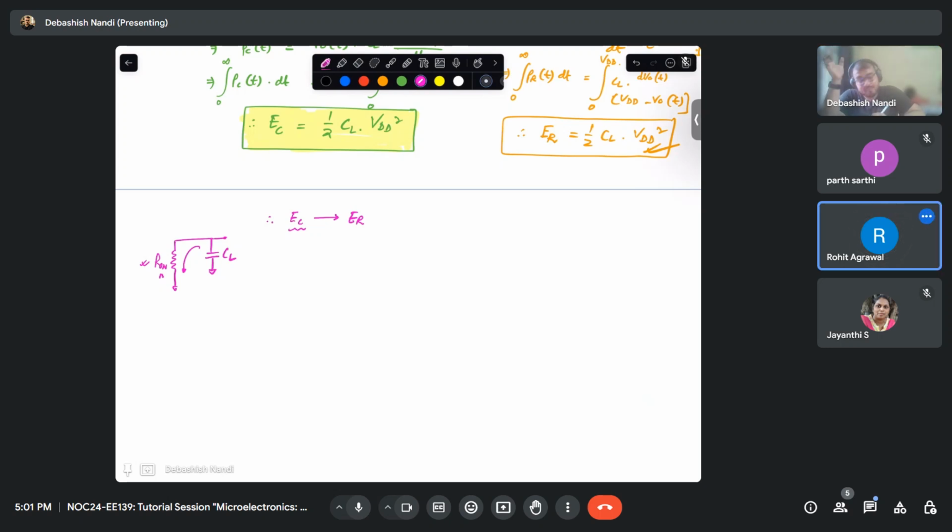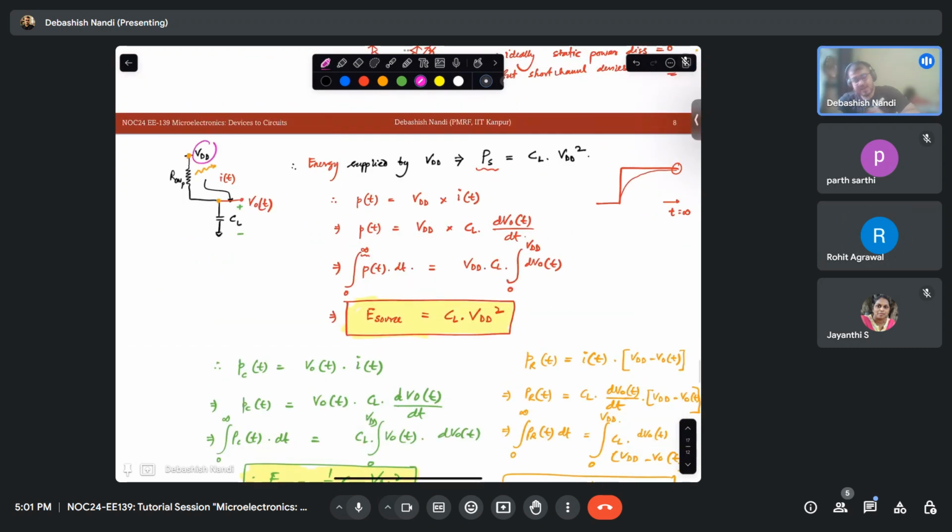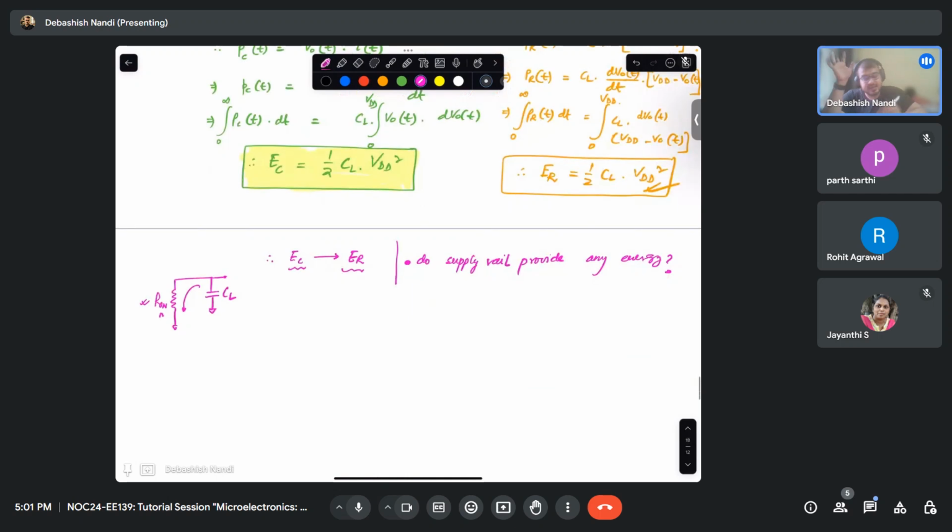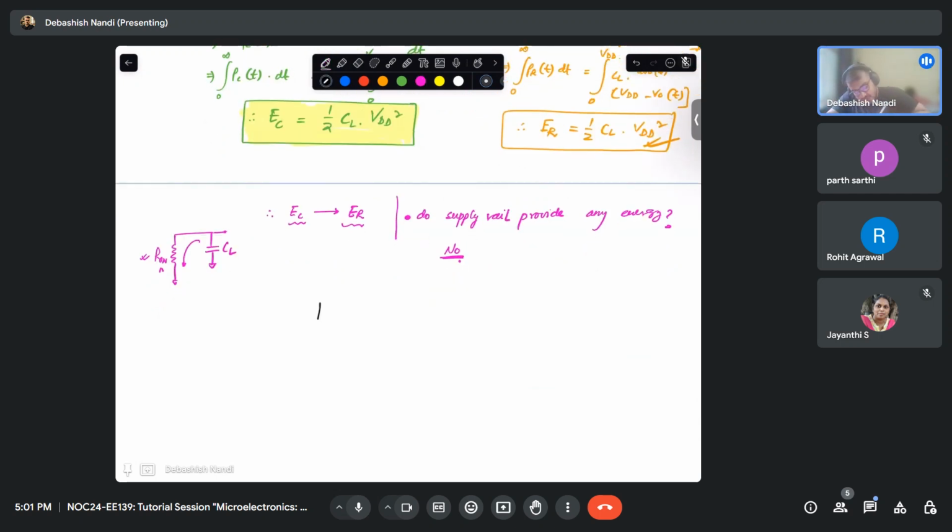But in this case, does the power supply, the supply rail, provide any energy? No, sir. It is not providing any energy, right? The battery is not providing any energy. So how do you define your P dynamic, or power dissipation dynamic?